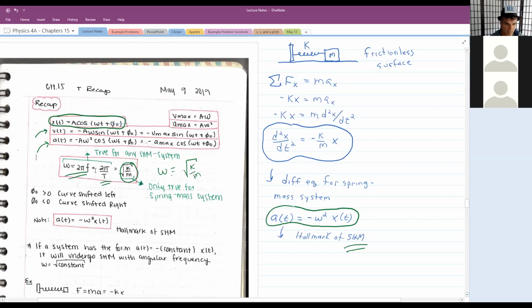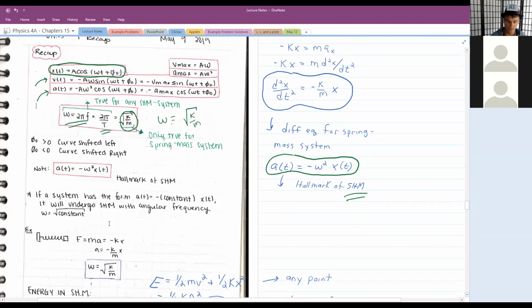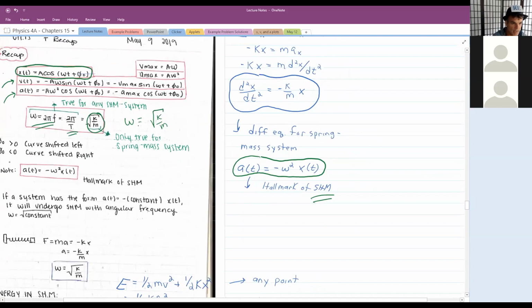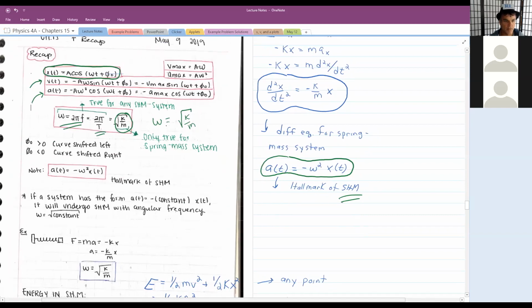And a couple things to keep in mind about the phase angle. If the phase angle is positive, that means the curve is shifted to the left. If the phase angle is negative, it means the curve is shifted to the right.